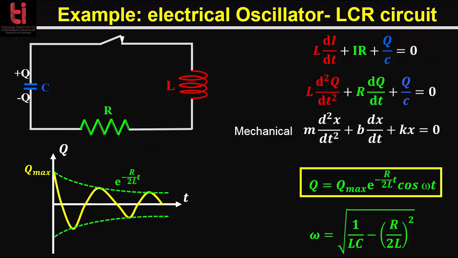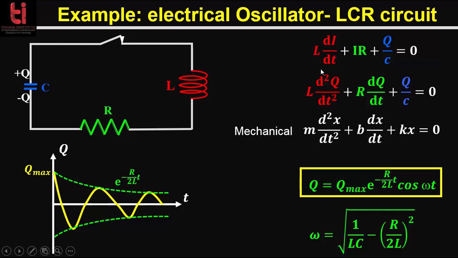In the mechanical example of a mass moving through a fluid, we saw that the viscous fluid offered a resistance that damped the motion. In this case, for the electrical oscillator, it is the resistance in the circuit that impedes the flow of the current. Similar to the LC circuit, we can write L di by dt plus Q by C, and then we add this extra term, I into R, because of the resistance in the circuit, and this is equal to 0.